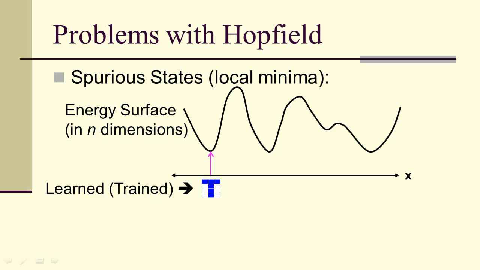We learn some kind of a pattern, in this case the T, and then we learn, say, a C, and so we got another minimum. And then we also learn an I, and we got another minimum. But in the course of learning these letters, we start introducing other minima, local minima. And these local minima are places where the network could settle into, but they're not things that we actually wanted, that we taught the network. They're spurious. They just popped up.